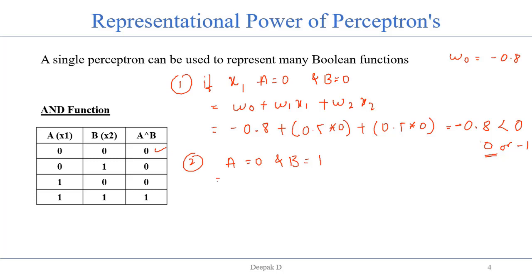Similarly, for the second one, A is equal to 0 and B equals 1. Substitute the values in the formula. So we get minus 0.8 plus 0.5 into 0 plus 0.5 into 1. The value that we receive is minus 0.3, which is again less than 0. The output will be 0 or minus 1.